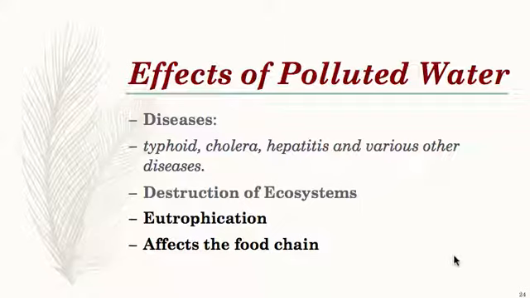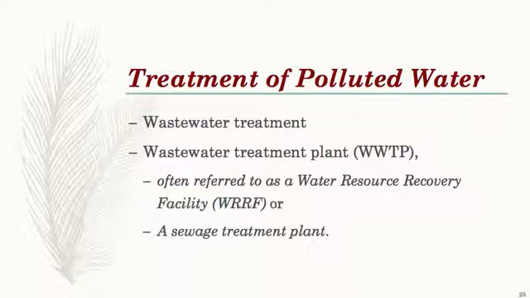It affects the food chain. Disruption in the food chain happens when the toxins and the pollutants in the water are consumed by aquatic animals like fish, shellfish, and many other aquatic organisms, which are then finally consumed by humans. So in this way they are creating problems for everything related to our environment.